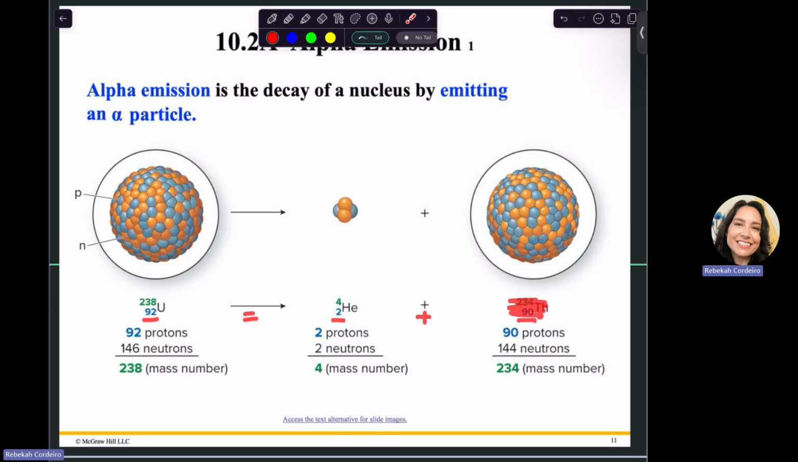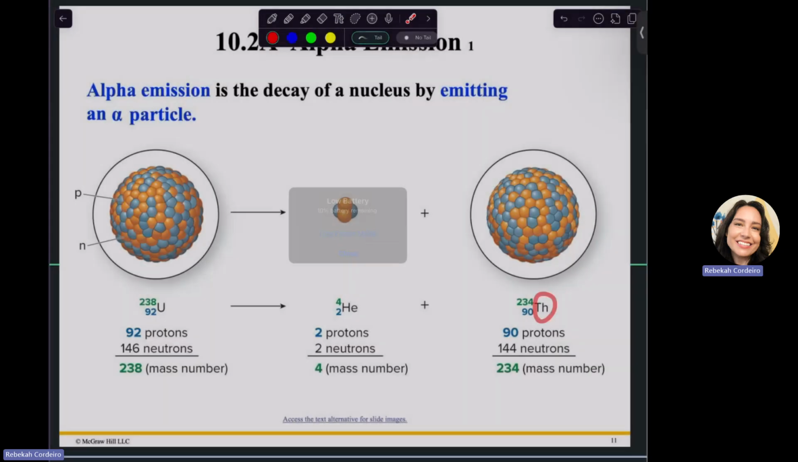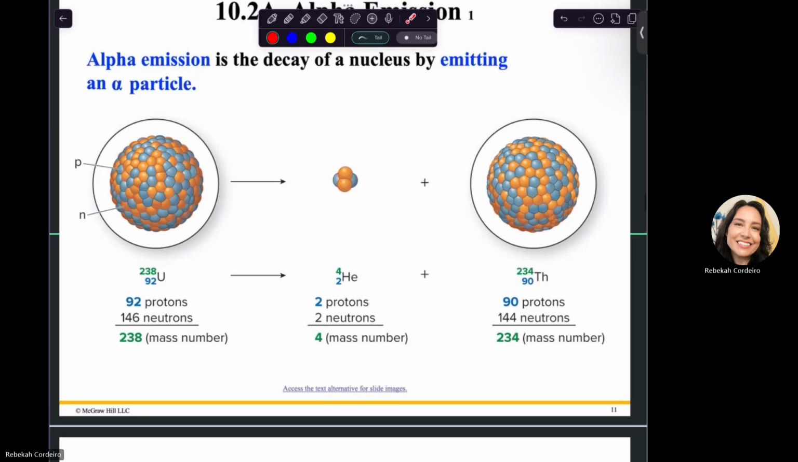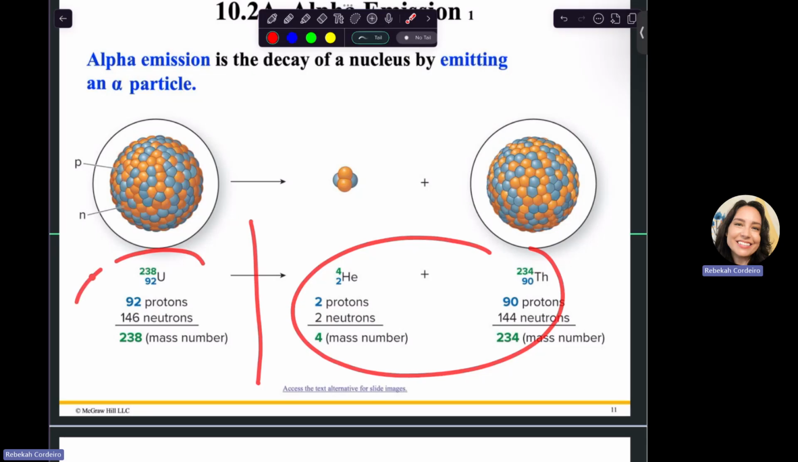So if I were to block out this one and I would say, okay, what is this over here? Then you would say, well, 4 plus what is equal to 238? Well, that top number must be 234. For the bottom number, we would say 2 plus what equals 92? And we would say the bottom number must be 90. And then you go to look at the periodic table because you know your bottom number, your atomic number, tells you the element. And so we would see number 90 is Th or thorium. So we can see our mass numbers and our number of protons or atomic numbers are the same on both sides. So this is one side, and these two have to add up to the left one.